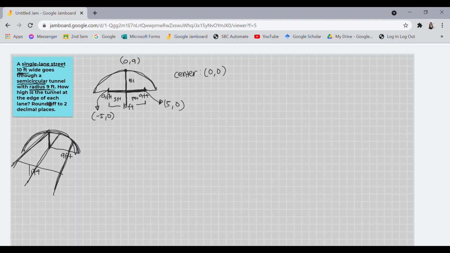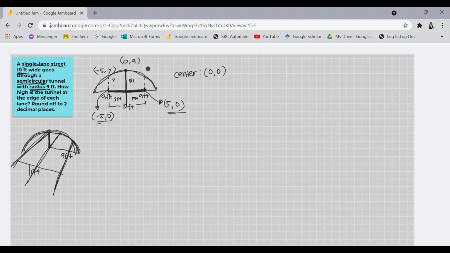Now, in the problem, you are asked, how high is the tunnel at the edge? So what is being asked is the height at this part. Connecting to these points, going up, this is negative 5, and then the height is unknown, so we have (-5, y). It's the same on the right side.